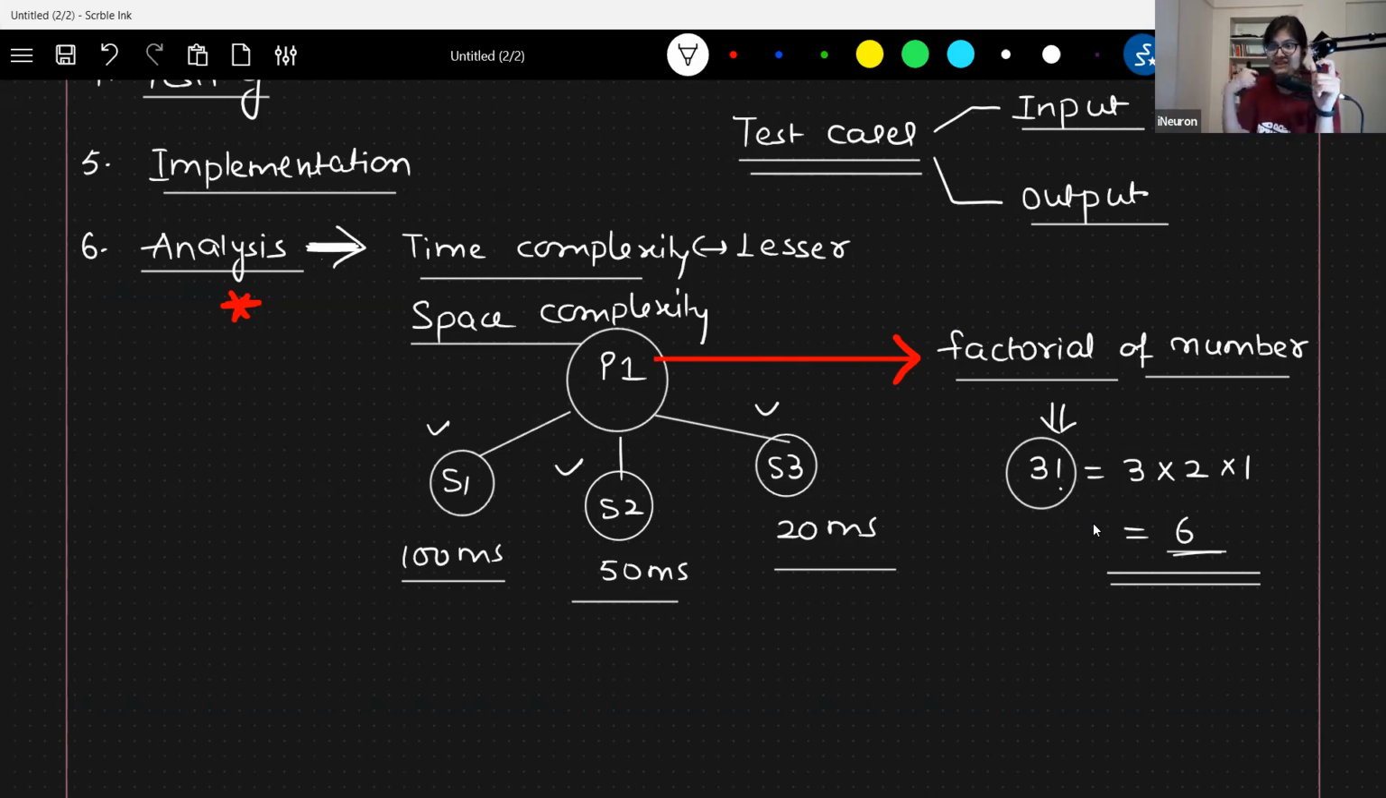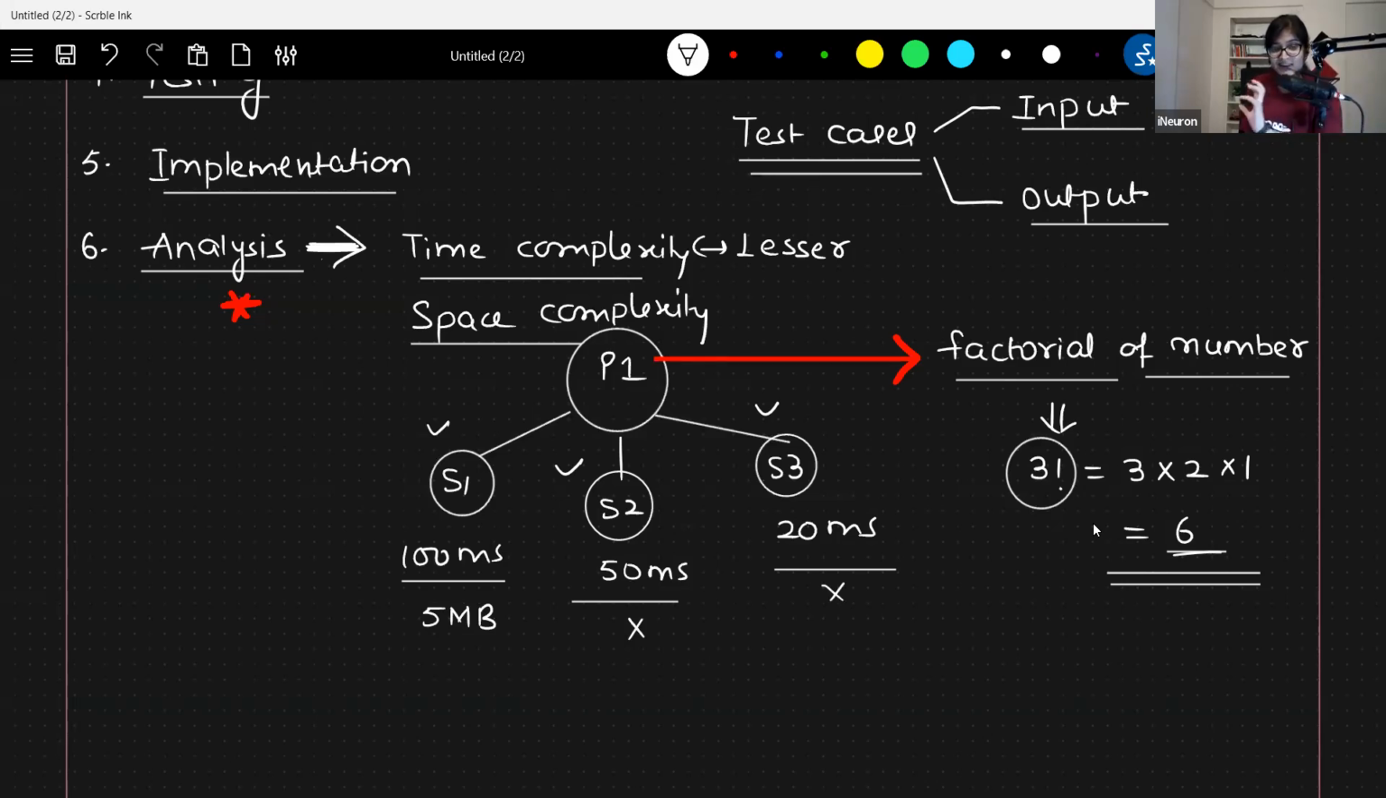Less time to execute that code. Similarly, space complexity is how much extra space you are using in the system to execute the code. So again, suppose for this particular code, you are using some extra space, maybe 5 MB. But here you are not using any extra space.